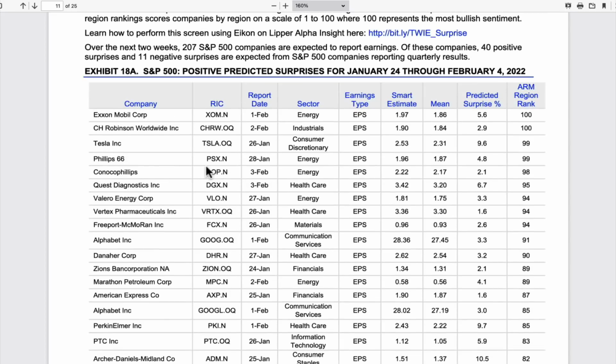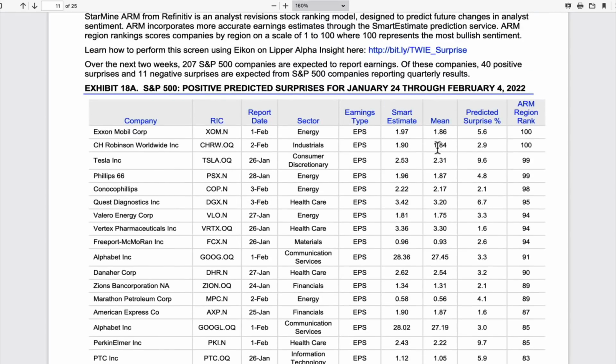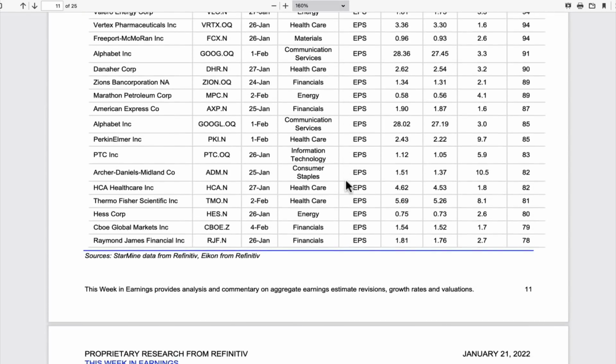So it gives you the name of the company and the date that they're reporting: Tesla, January 26th, 2.53 versus 2.31. I'm not looking at this in terms of what it is going to tell me about the direction of the market. I'm looking at it in terms of, do I have any names on this list, and of the names I have, if they're not on this list, where are they? And of course, I then have to weigh the idea that it is just some other company's opinion. It doesn't mean that this is actually going to happen. They're right 70% of the time, they say. But still, I just want to know if I have any exposure here.